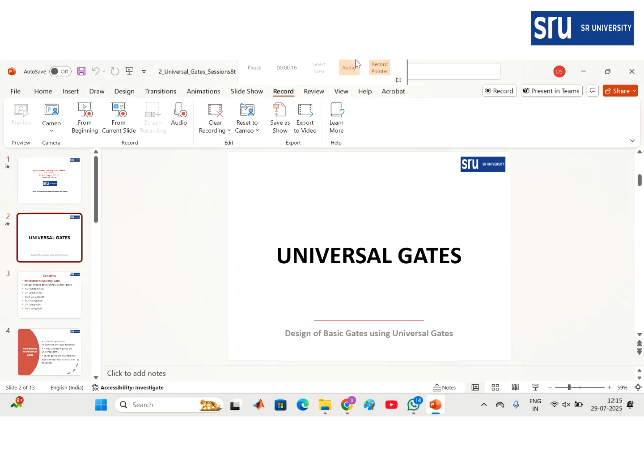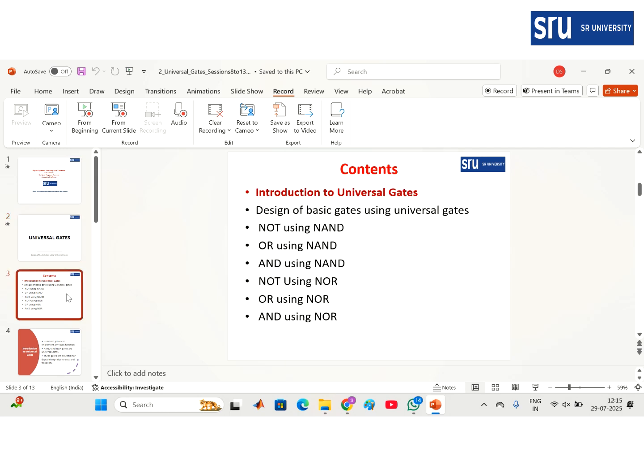In the last class, we discussed the universal gates. We have two types of universal gates, the NAND gate and the NOR gate. I gave an introduction about why they are called universal gates: any type of gate can be designed using these NAND and NOR gates. That's why it is called universal. In the last class, we discussed the NOT gate using the NAND gate, as well as the NOT gate using the NOR gate. In today's class, we will learn about the remaining basic circuits.